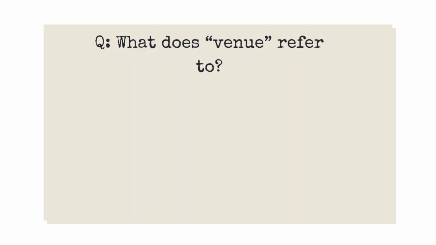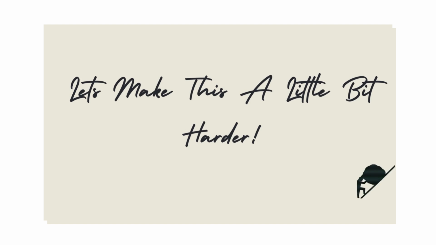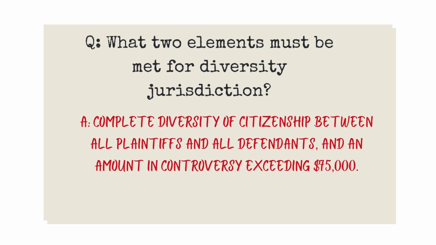What does venue refer to? The proper geographic district where a lawsuit should be filed. Let's make this a little bit harder. What 2 elements must be met for diversity jurisdiction? Complete diversity of citizenship between all plaintiffs and all defendants, and an amount in controversy exceeding $75,000.